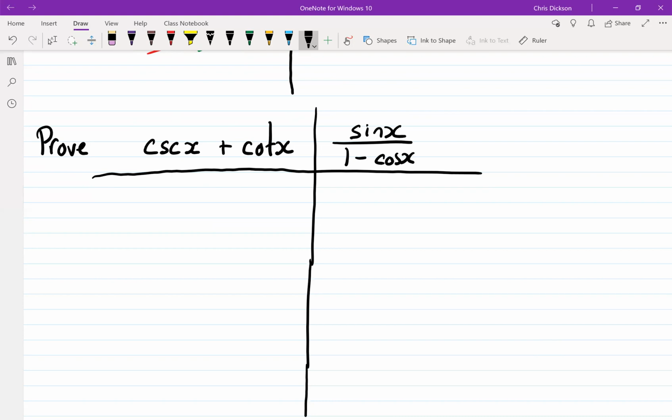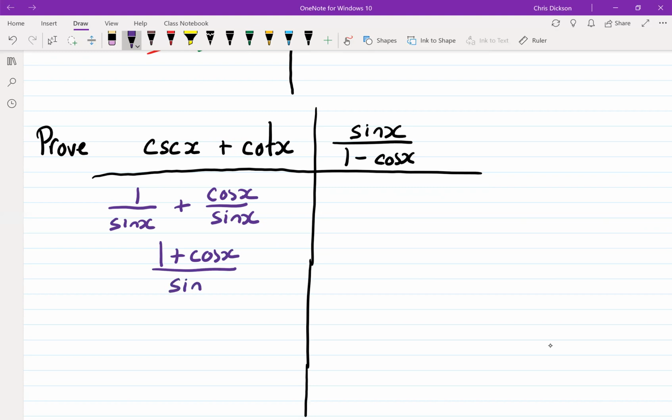So I'm going to change the cosecant and the cotan into sines and coses. So cosecant is 1 over sine of x plus cotangent, which is cos x over sine x. And I'm trying to combine terms, so that's really quite good right now. I've got the same denominator in both. So I'll say this is 1 plus the cos of x all over the sine of x.